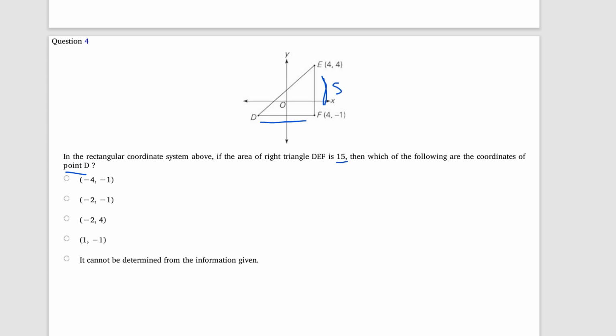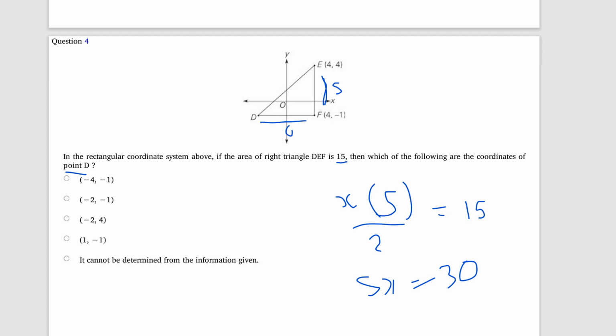And yet we know the overall area is 15. So we can set up an equation. x, that's the base, times the height of 5, divided by 2, that's base times height divided by 2, equals 15. Quickly solving that, I would multiply both sides by 2. So 5x equals 30, and so x must equal 6. And if x is 6, what does that make D? What's the coordinates of D?